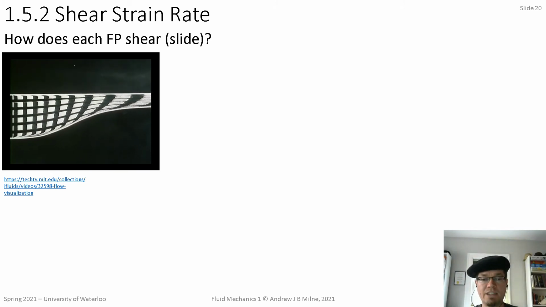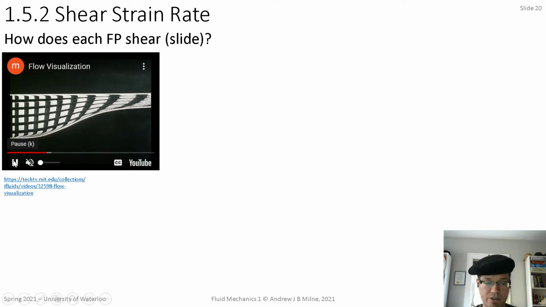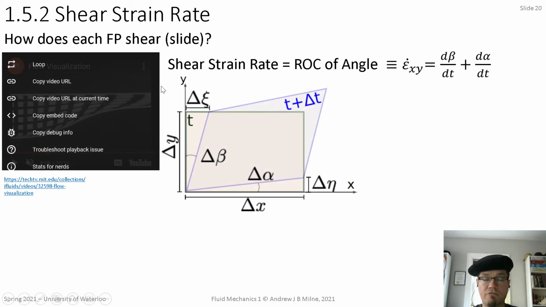And so that has to do with the shear strain rate. The shear strain rate is the rate of change of that initial 90-degree angle in that initially square fluid parcel. So it's the rate of change of the angle. If you take a look at this schematic, it's the rate of change of beta and alpha.